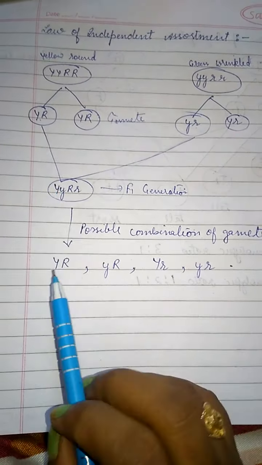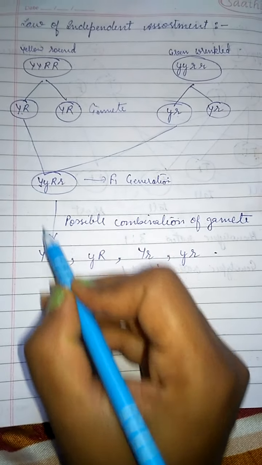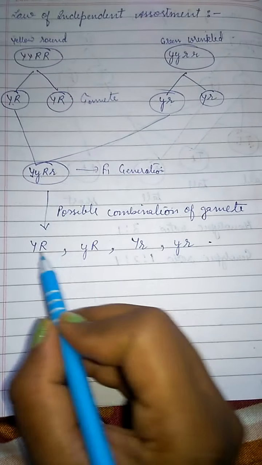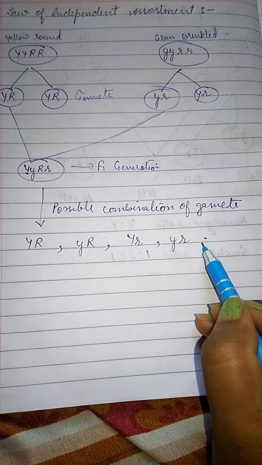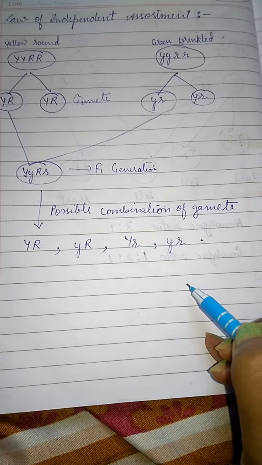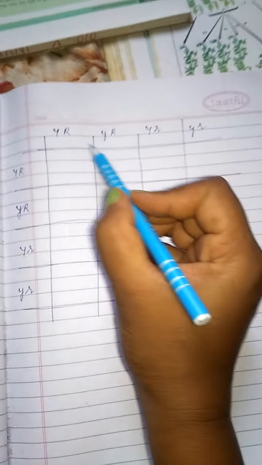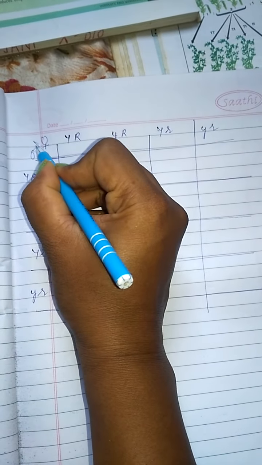So this is the possible combination. Definitely in a gamete only one will come. So there are four possible combinations of gamete. If this is the possible combination of gametes for the mother, then the same will be for the father also. So these are the possible gametes for the female and male.